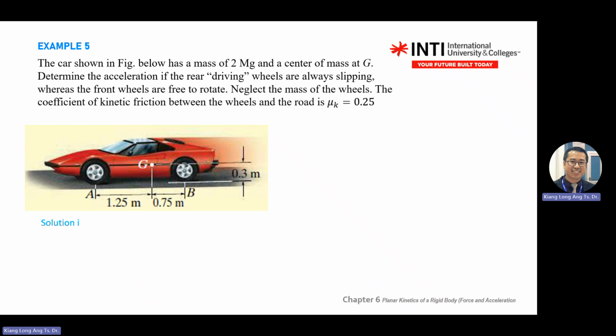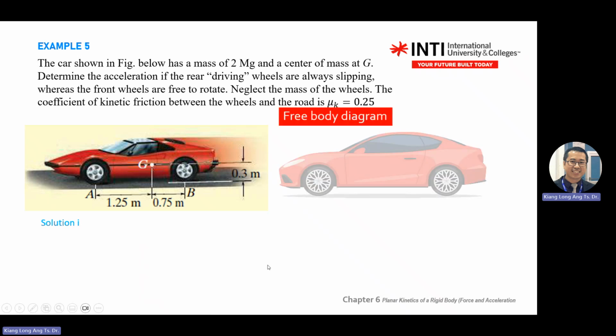So if you're given the mu, you know that you need to calculate the friction. If you look at the diagram, the car is moving to the left, so friction moves to the right. Front wheel free to rotate means no friction for the front wheel. There's a friction for the back wheel. I give you the first solution. There are two solutions.